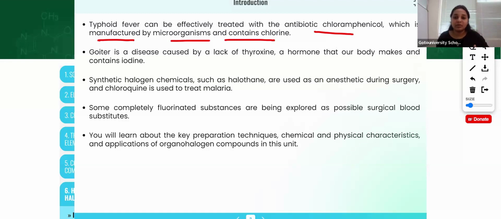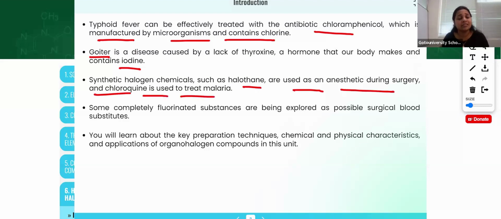Here, for the treatment of typhoid fever. Then goiter can be treated with compounds which contain iodine. Synthetic halogen chemicals such as halothane are used as an anesthetic during surgery, and chloroquine is used in the medicinal field. They have lots of importance. Completely fluorinated substances are being explored as possible surgical blood substitutes. They have importance in the medical field also.